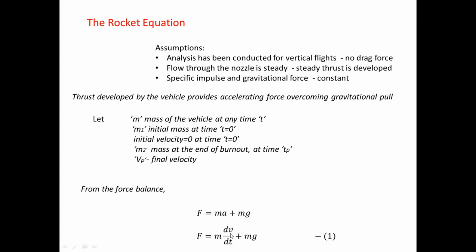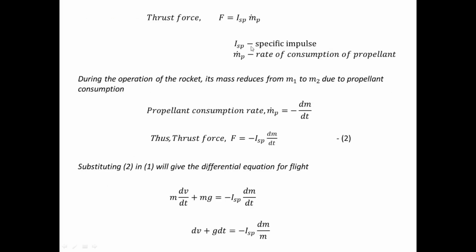That's a derivative of velocity, so dv by dt. So the expression can be written as F is equal to m dv by dt plus mg. Now from the definition of specific impulse, specific impulse was F by m dot p, that is the thrust force per unit mass of propellant consumption rate. So Isp is the specific impulse and m dot p is the rate of consumption of the propellant.